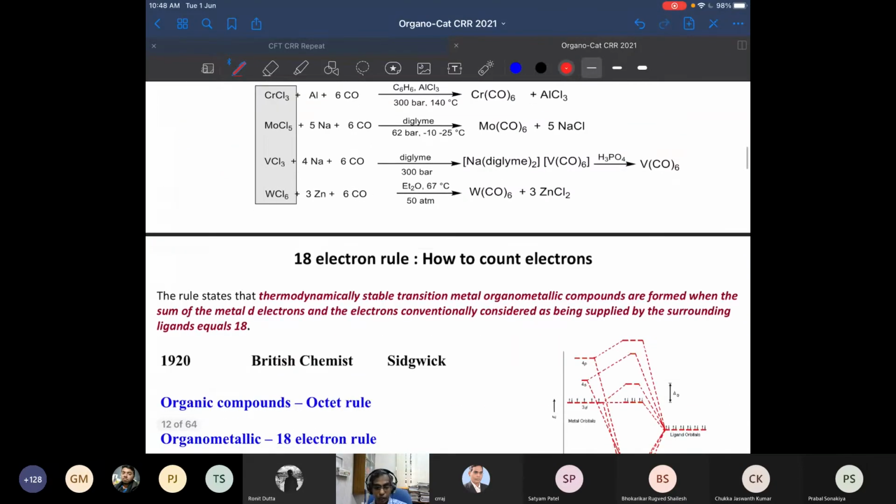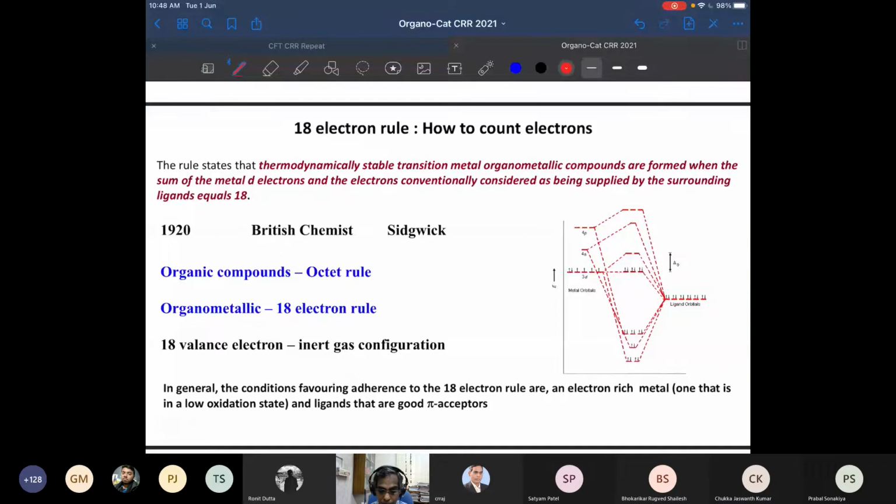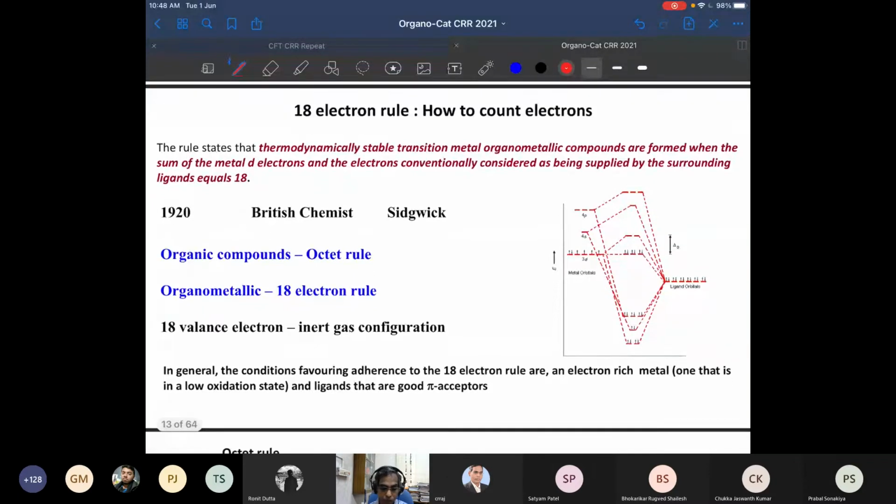Now coming to the important part of your organometallic chemistry. Okay. Does anybody have any doubt? I hope all of you are with me.